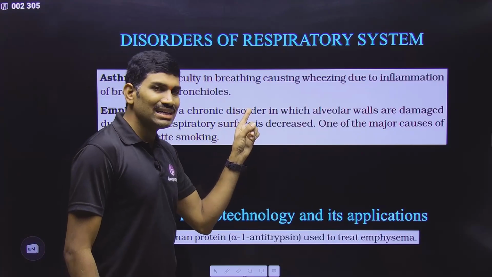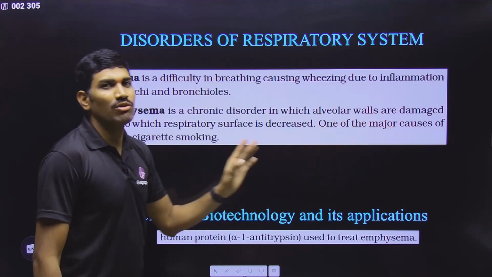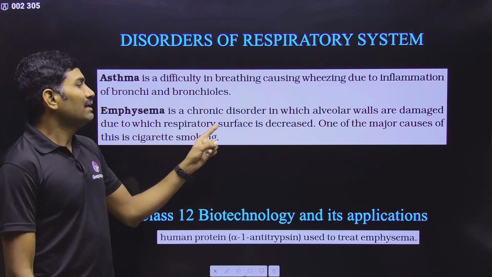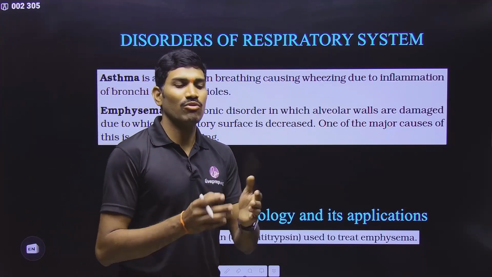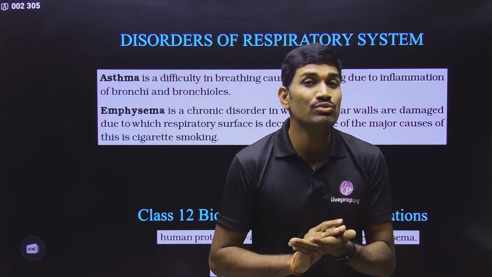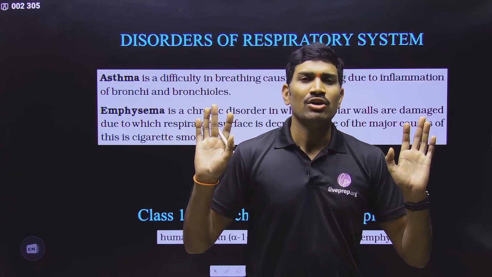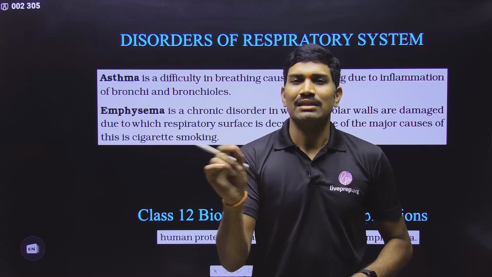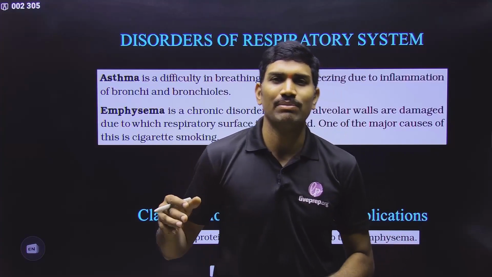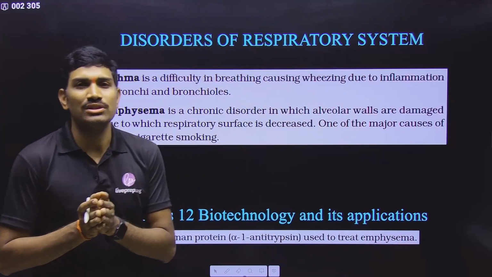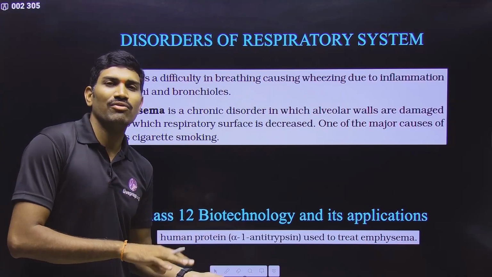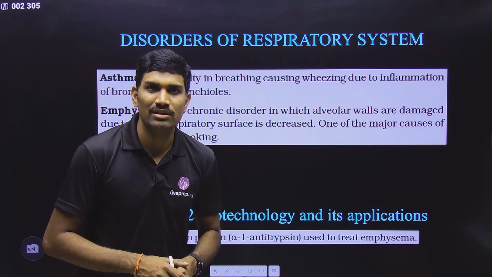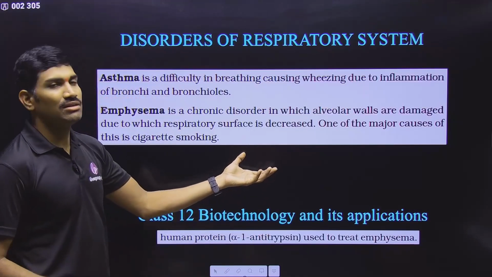Emphysema is a chronic disorder in which alveolar walls are damaged, due to which, because of the damage of the alveolar walls, the respiratory surface is decreased. Since the wall is damaged there, it is not useful for exchange of gases. Among the useful portion, some is becoming not useful. So the exchange process is happening at a very small portion. Because of this, what happens? Enough oxygen cannot go into the blood and enough CO2 is not released from the body. So this is again creating problems in the individual, yes or no?